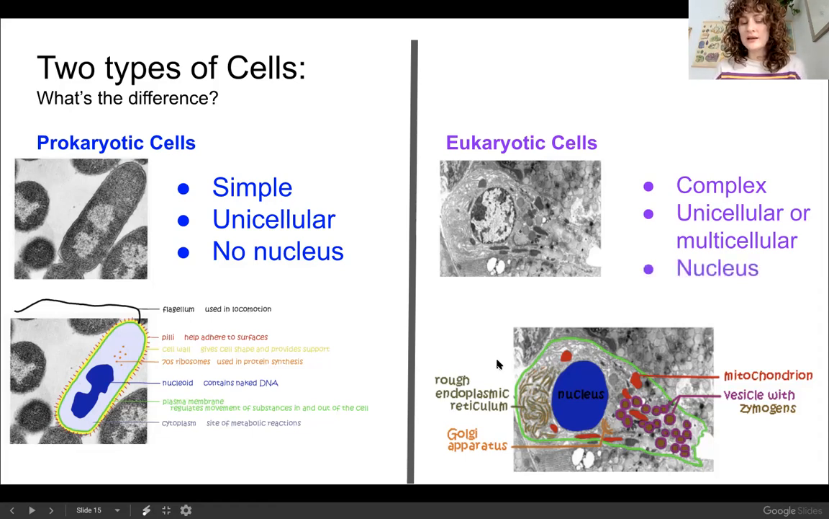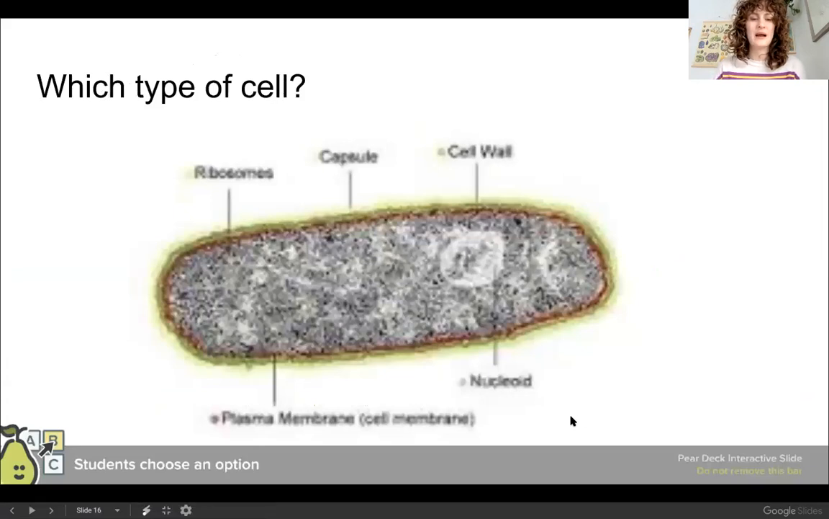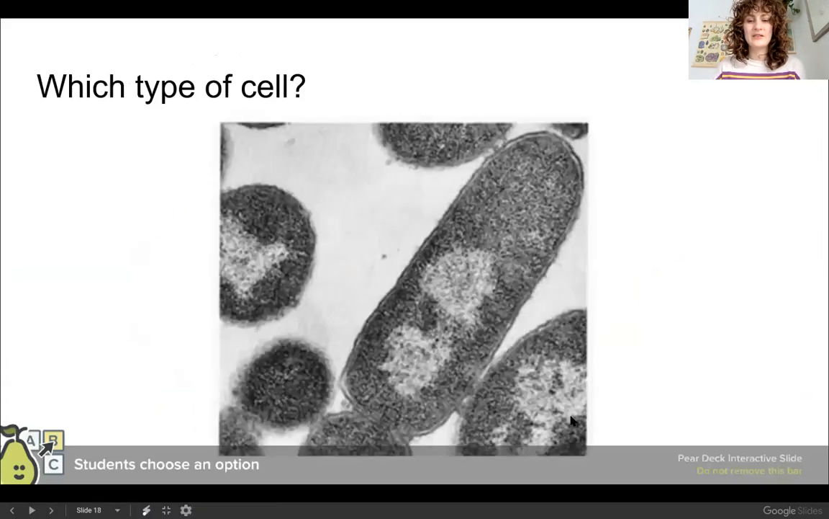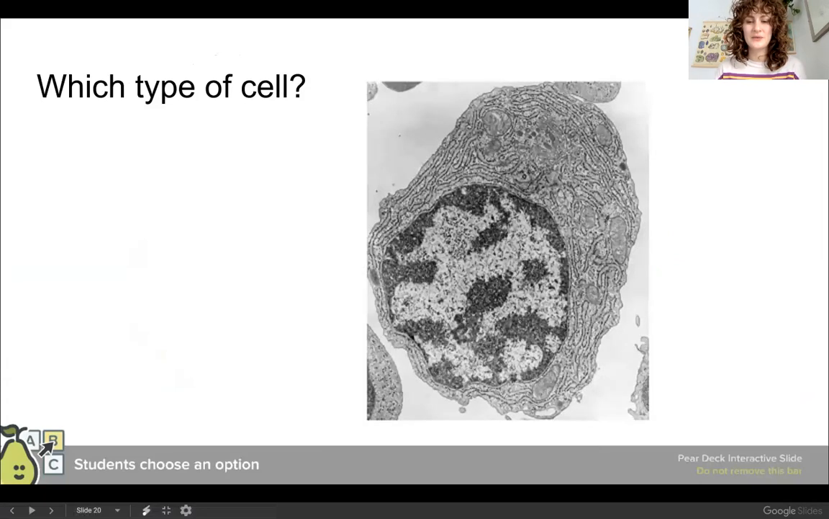And all eukaryotic cells have a nucleus. So there's DNA inside of the nucleus. It's like the headquarters of the cell, and it is separated off by a membrane. It's a specific organelle. All right, so we have some practice. Can you tell the difference? Can you tell which is which?